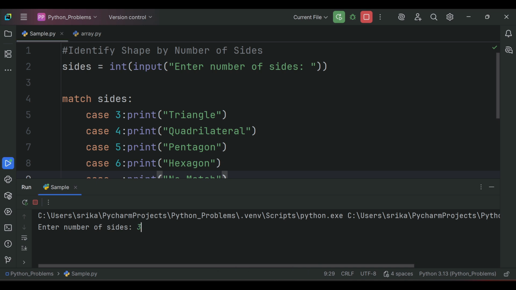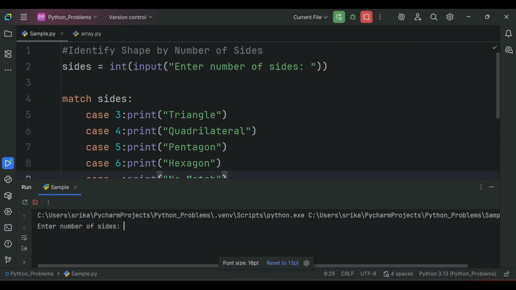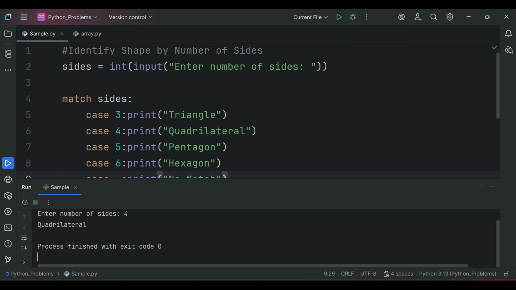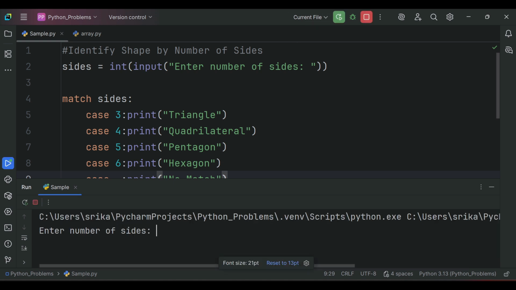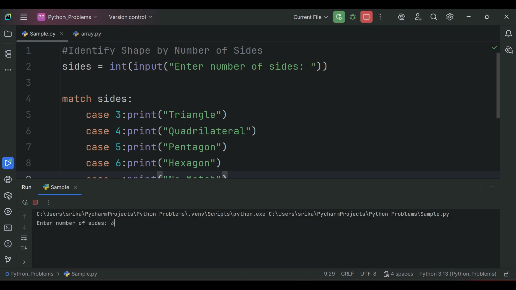Suppose three sides are there, that's a triangle. Suppose four sides are there, that's a quadrilateral, and five sides are there, that's a pentagon. Six sides are there, that's a hexagon.